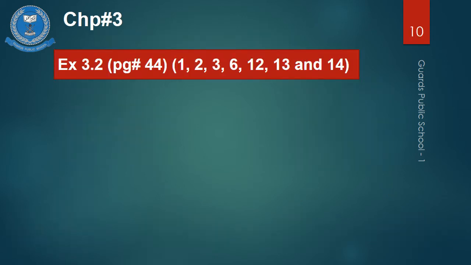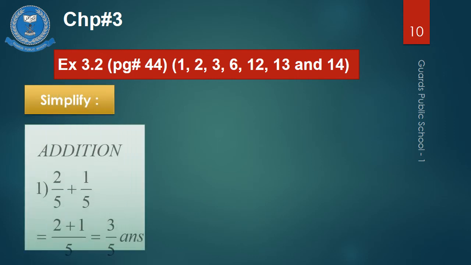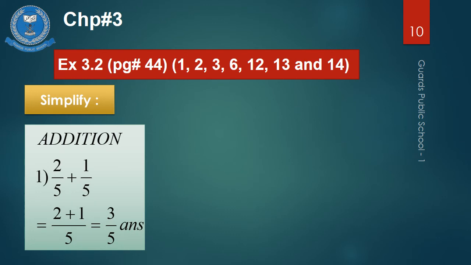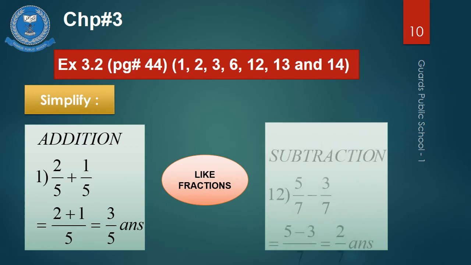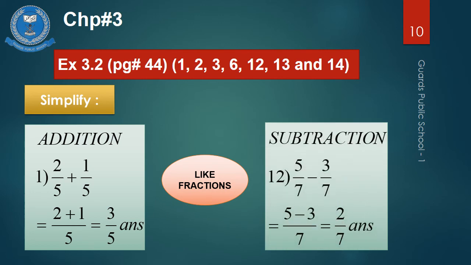Now students, question number 1 is 2 upon 5 plus 1 upon 5. Since these are like fractions, we simply add the numerators, that are 2 and 1, and write the common denominator as it is, which gives us the answer 3 upon 5. Now in the same way, we can subtract like fractions. For example, question number 12, 5 upon 7 minus 3 upon 7.